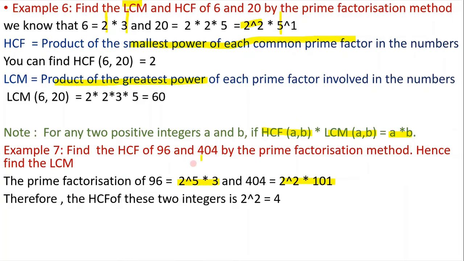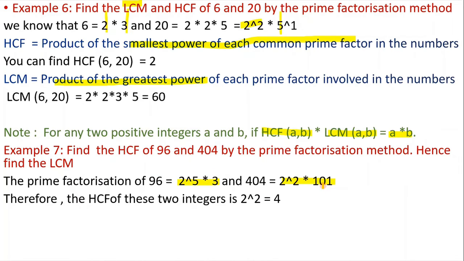Okay. Now, if you want to find LCM, in general we want to see what prime factors are involved in these two numbers. So the prime factors involved are 2, 3 and 101, and LCM always deals with the greatest power of each prime factor involved. So LCM is equal to 2 power 5 into 3 into 101.